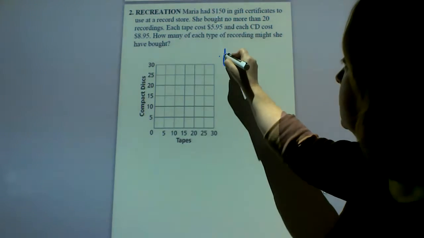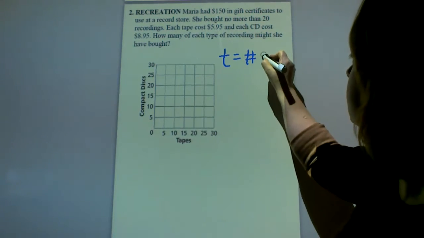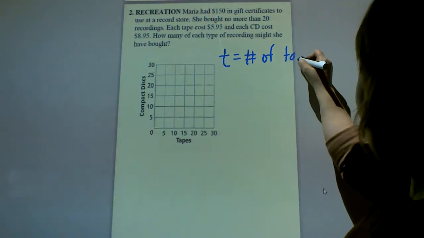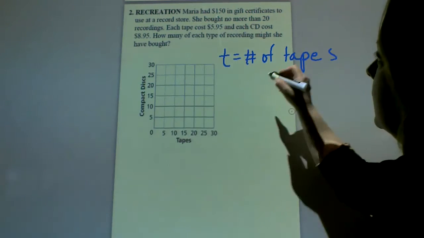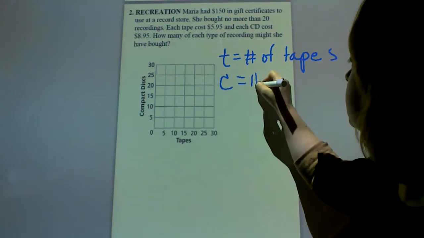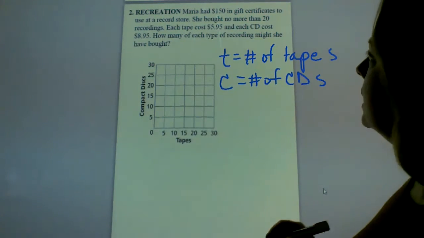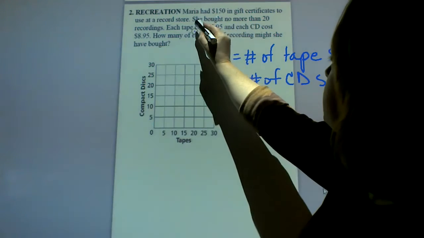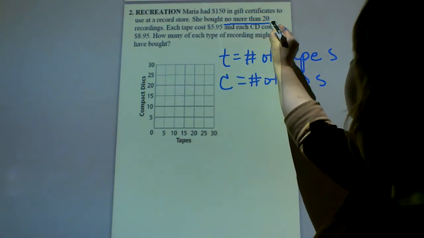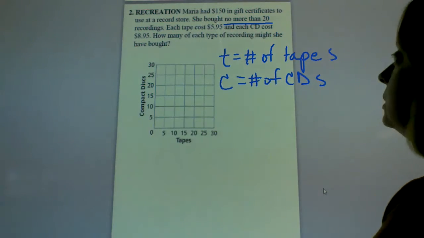So T equals number of tapes. And C is going to equal number of CDs. Okay, so the first part we're going to look at, she bought no more than 20 recordings total.